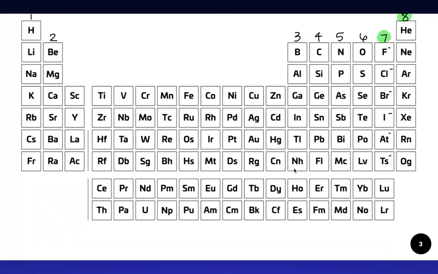Everything in group 6 is going to form something with a -2 charge, because it needs to gain 2 electrons in order to have a full shell. Group 5 will have a charge of -3.